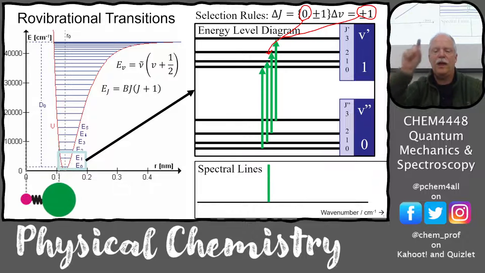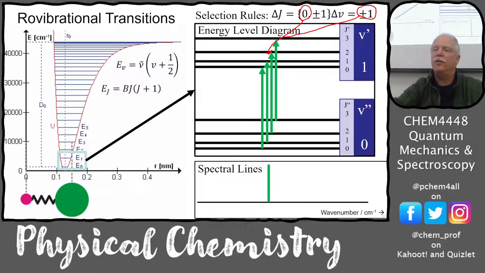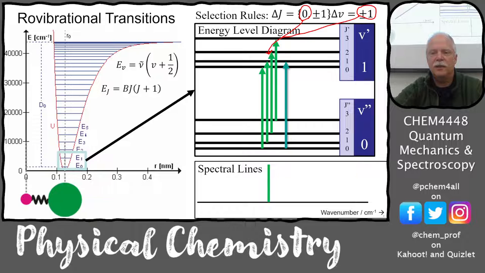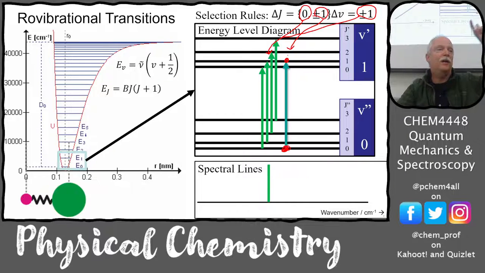All right, so those show up down at the spectrum as a really tall, skinny peak. We call that the Q branch. Now let's look at the delta J plus ones. And so now we're doing the plus one peaks right here. So this is starting at J double prime equals 0 to J prime equals 1. See how that's a delta J plus 1? Okay. And a delta V plus 1. So both of them are plus 1.